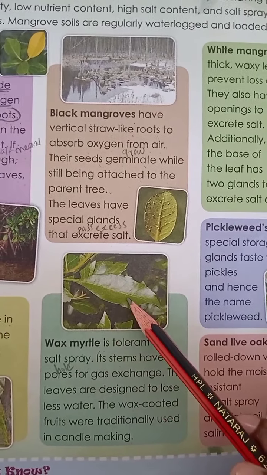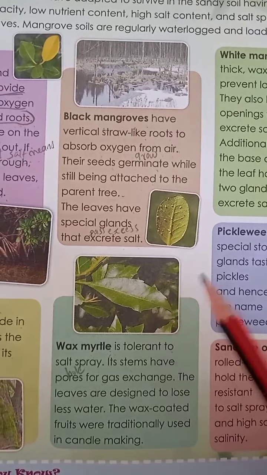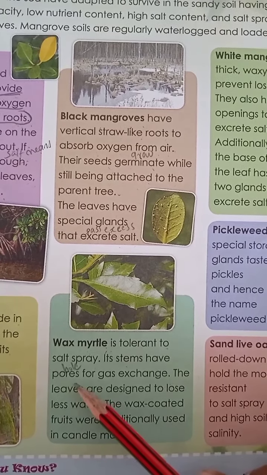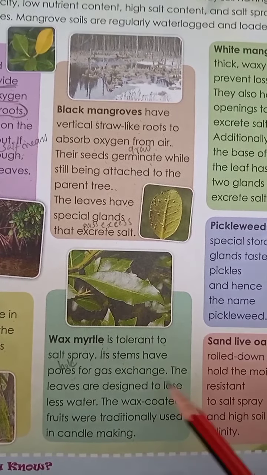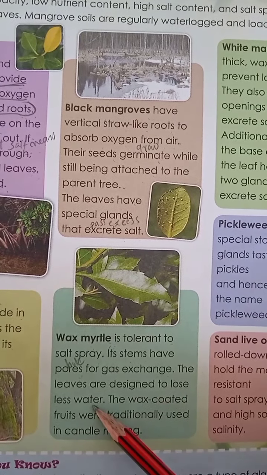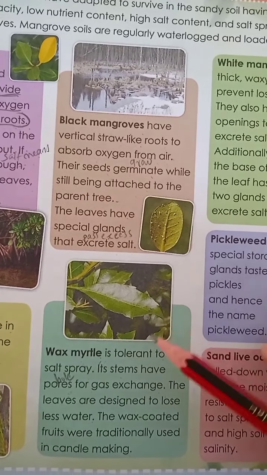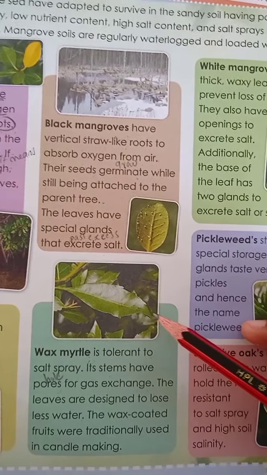Wax myrtle, you can see here. Okay, this is the leaf of wax myrtle. Its stems have pores, means small holes, for gas exchange. The leaves are designed to lose less water. The structure of the leaf will help save from loss of water.